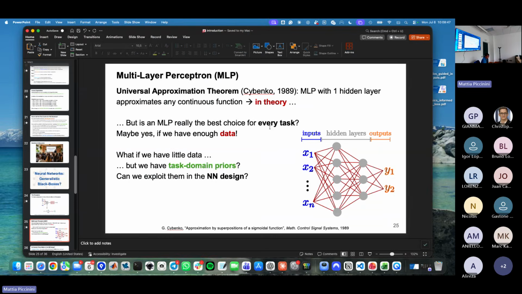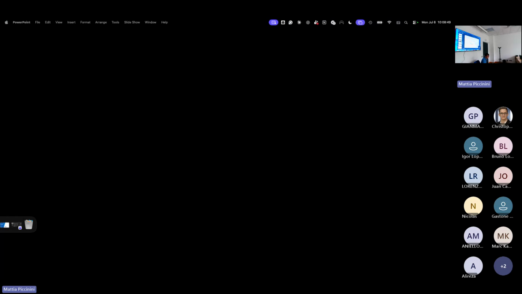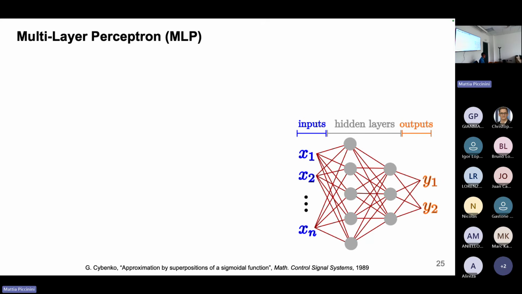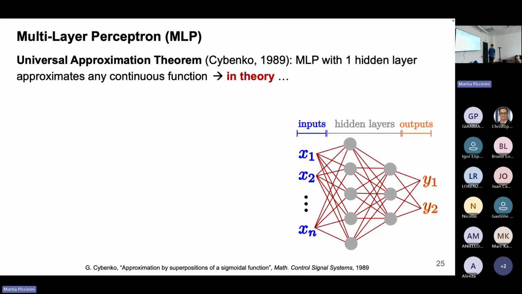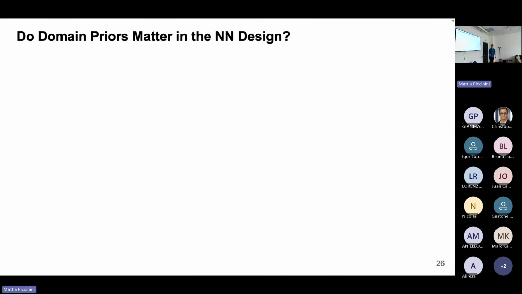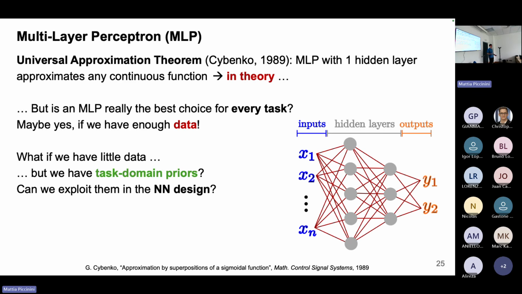So indeed, this gives the flavor, right? This gives the idea that if we have some domain priors, in this case the trigonometric functions, we can exploit them to improve our neural network, at least when we have a limited amount of data and we still want to be accurate enough.